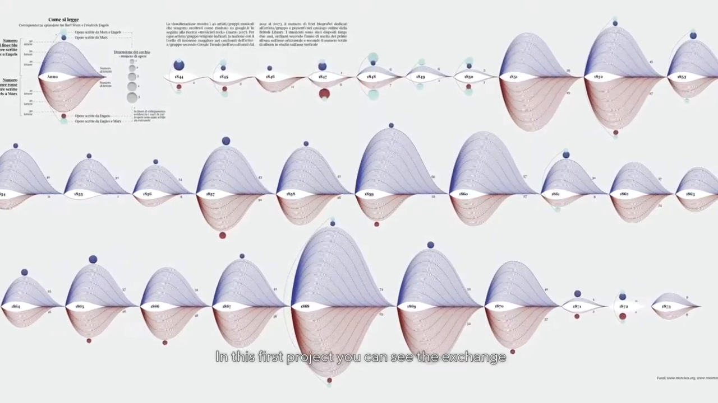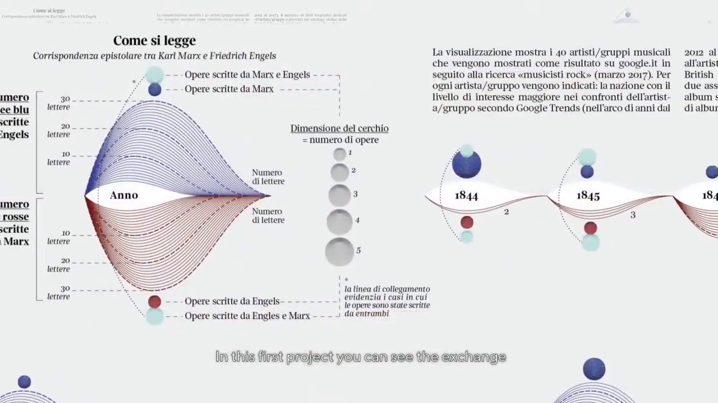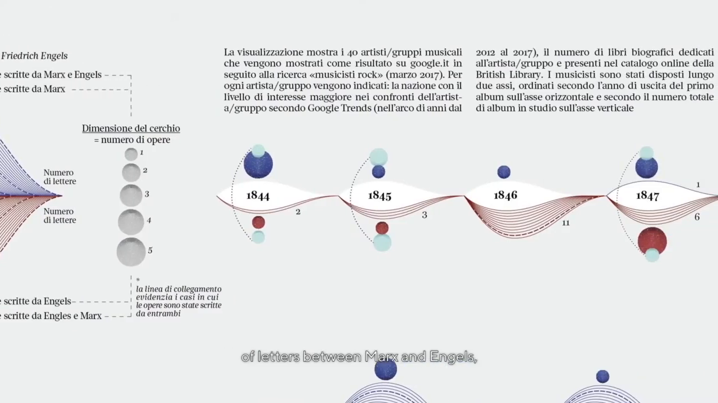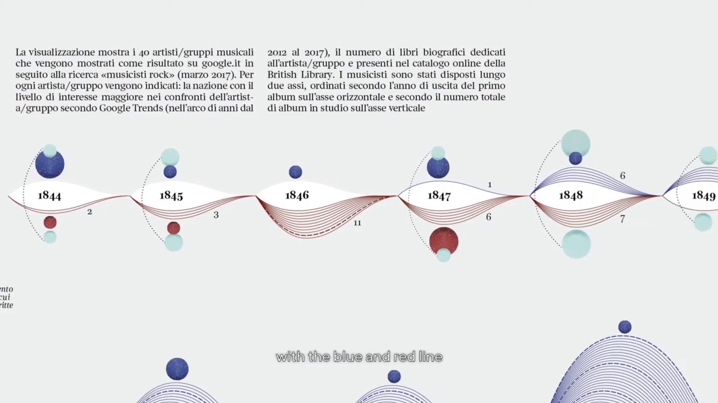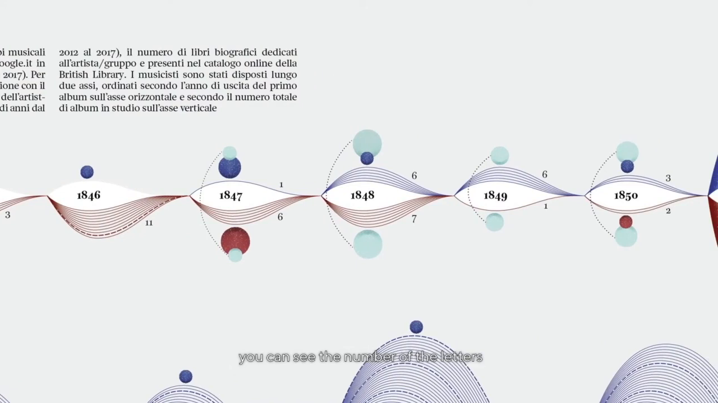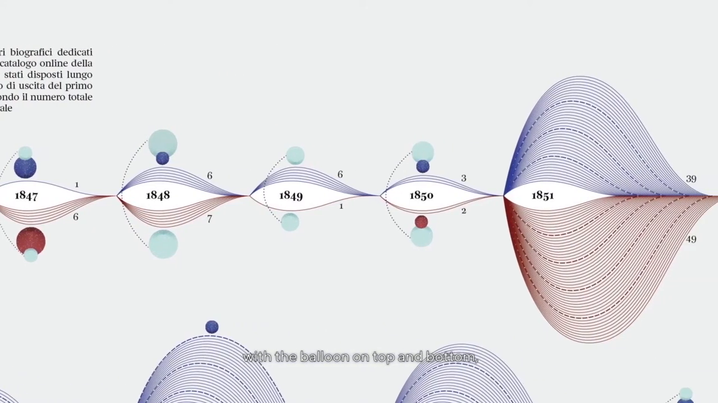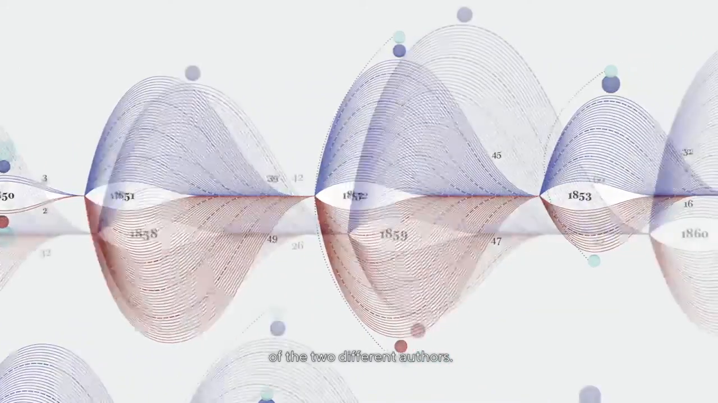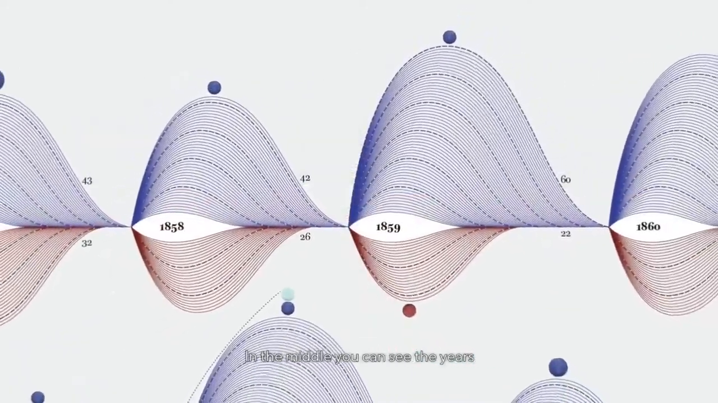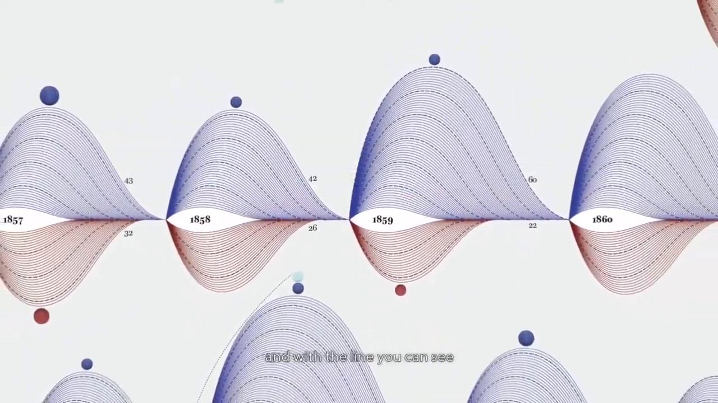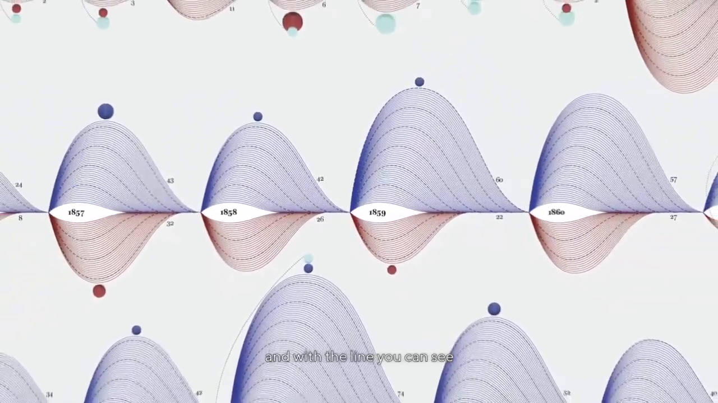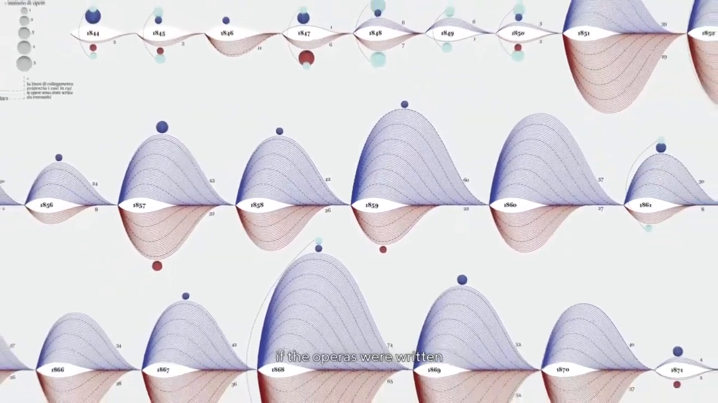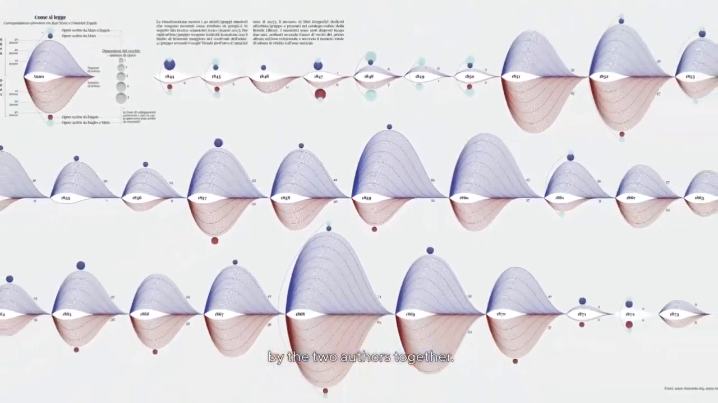In this first project, you can see the exchange of letters between Marx and Engels. With the blue and red line, you can see the number of the letters. With the balloons on top and bottom, the blue and the red balloon, you can see the works of the two different authors. In the middle, you can see the years, and with the line, you can see if the works were written by the two authors together.